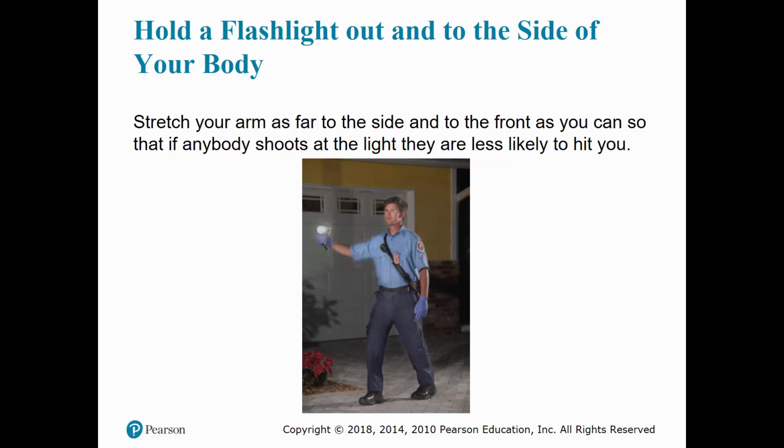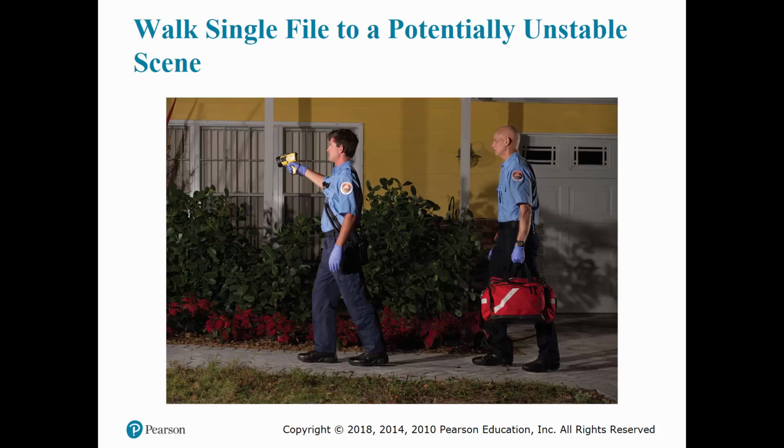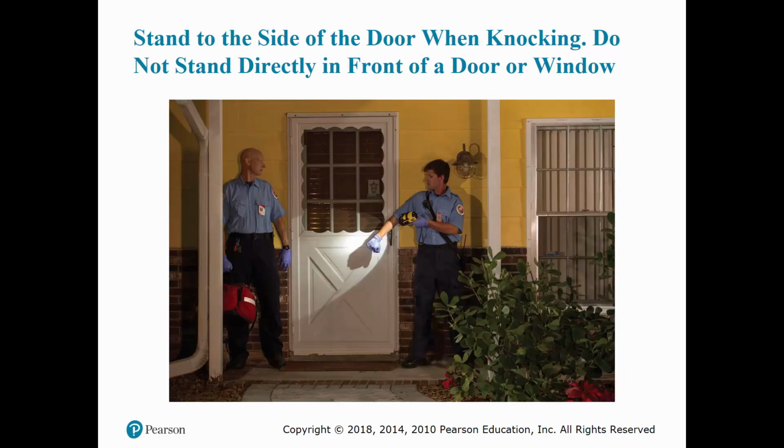If using a flashlight, make sure you hold it beside you, because if someone is shooting, they're going to shoot at the light. If you are walking with a partner, walk single file. The last person in line should be the one carrying the jump kit. Do not stand directly in front of a door, so that if someone starts shooting, you do not get hit.